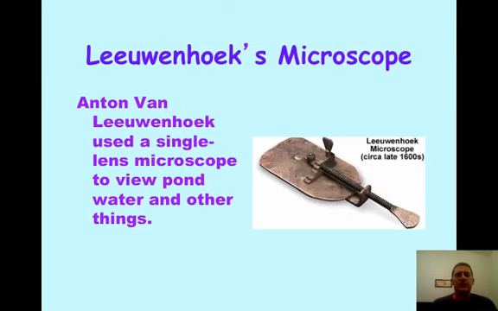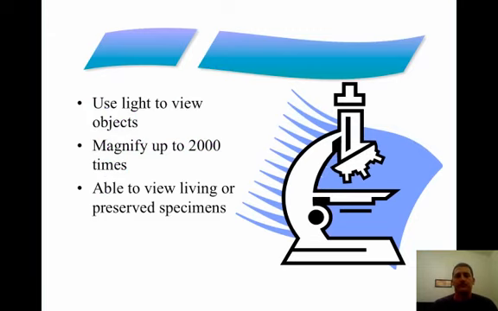Leeuwenhoek used a single lens microscope to view pond water and other living things. He looked through basically a modern day magnifying glass, and he saw these little microorganisms swimming around in water. He didn't really know what they were at the time, but he was the first guy who got credit for saying, hey, there are living things living in this pond water. I just don't really know what they are.